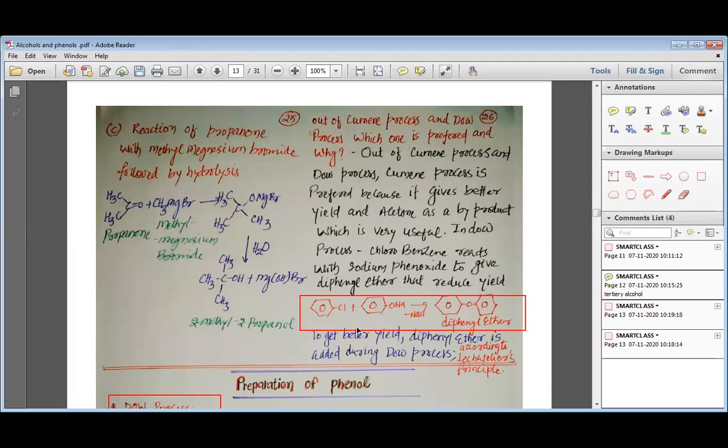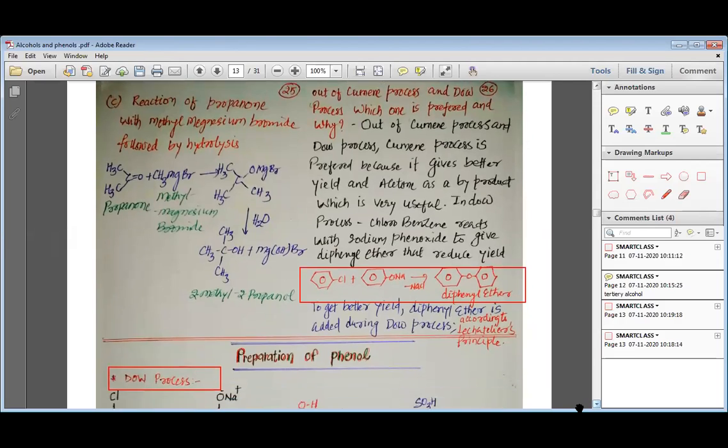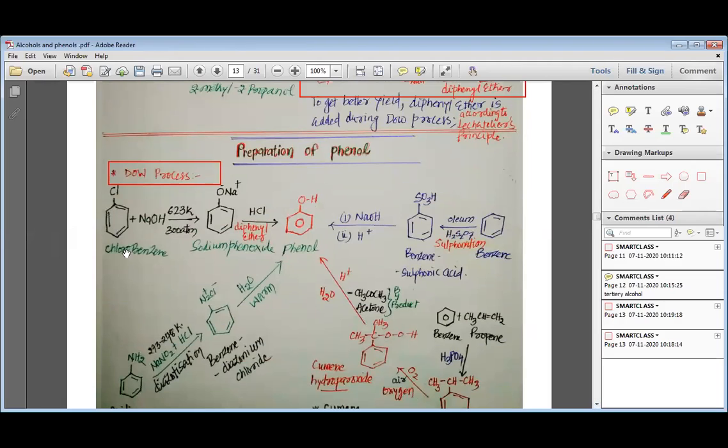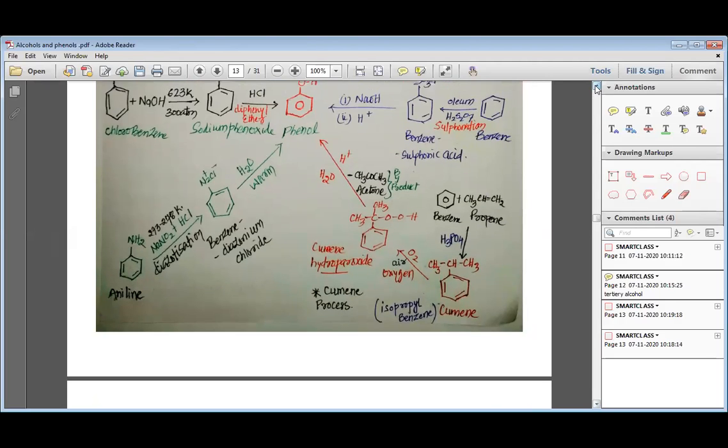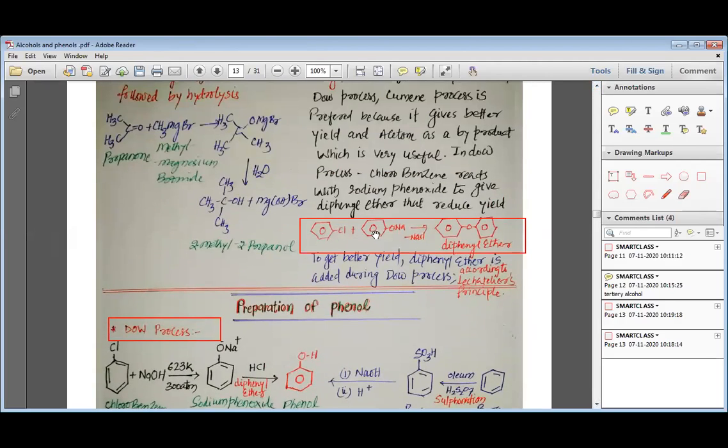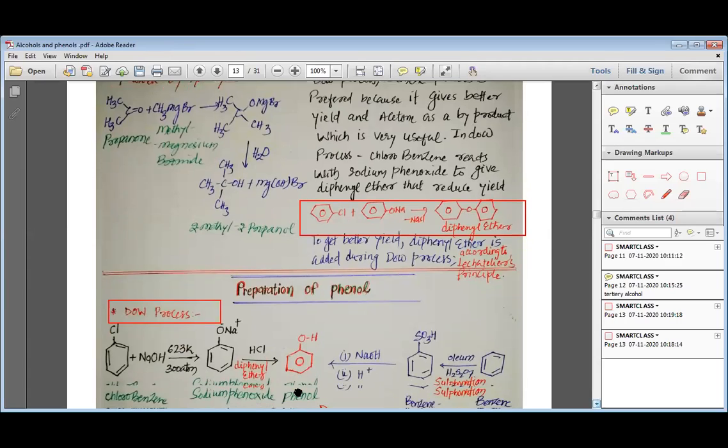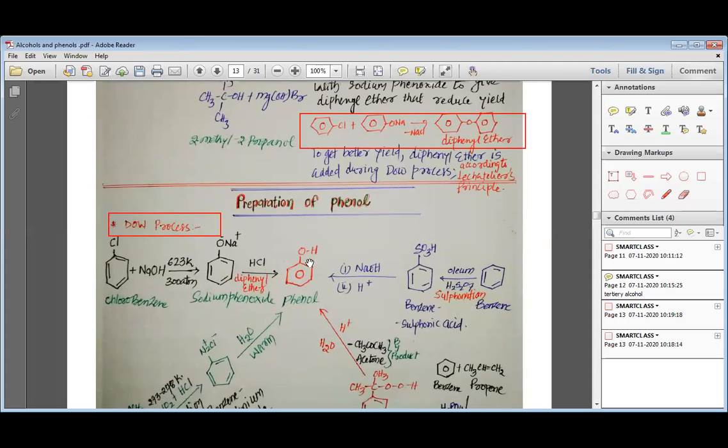You can see one reaction, that chlorobenzene reacts with sodium phenoxide. In the Dow process, sodium phenoxide is also produced. So when this chlorobenzene reacts with sodium phenoxide, my dear students, it produces diphenyl ether. Now, when diphenyl ether is formed, it is an unnecessary product. We actually want to prepare phenol and we get diphenyl ether as a product.